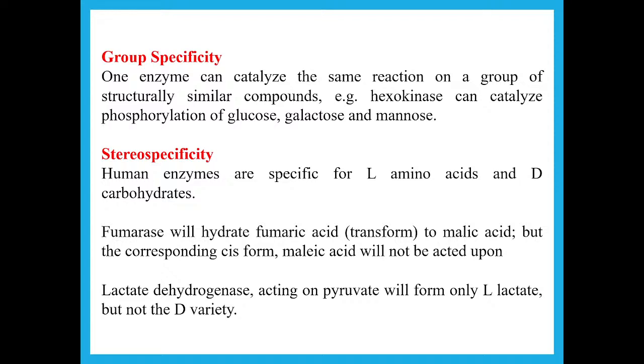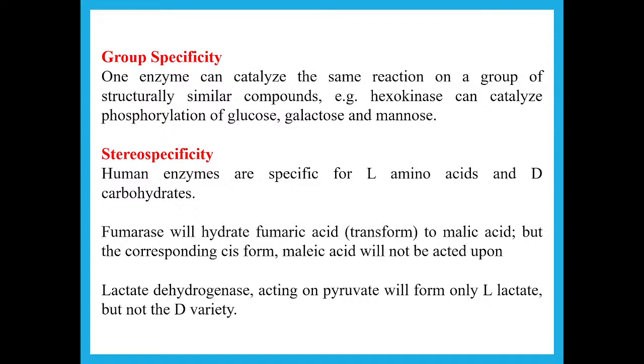You also have group specificity and stereo specificity. Group means one enzyme can catalyze the same reaction on a group of similar compounds, like hexokinase, which can catalyze phosphorylation of glucose, galactose and mannose. When I came to the Km value and Vmax, I told you about affinity. What is the role of hexokinase and glucokinase in different reactions?